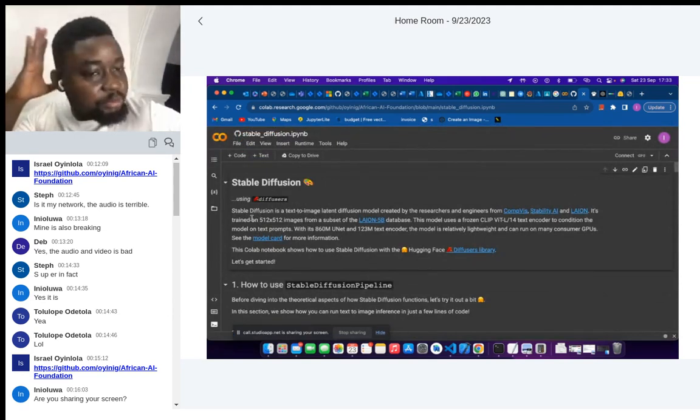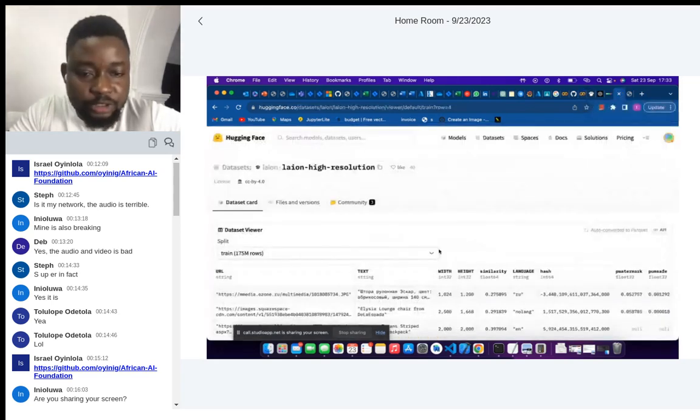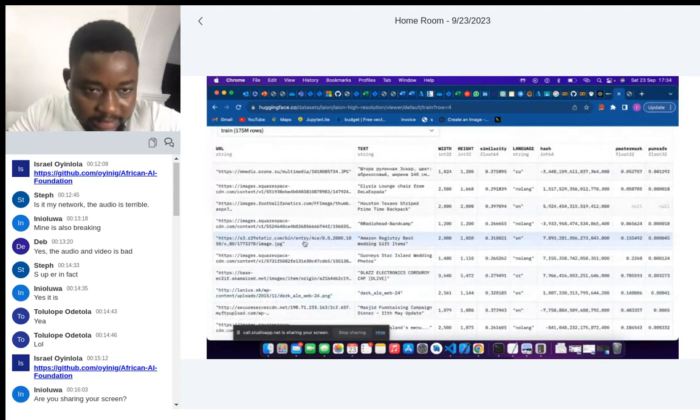This notebook is telling us the training datasets for this model. It's trained on a lot of 512 by 512 images from a subset of LAION-5B. This dataset contains 5 billion images, and we were going through some of those images. We opened up a few of them. Let's open up this.